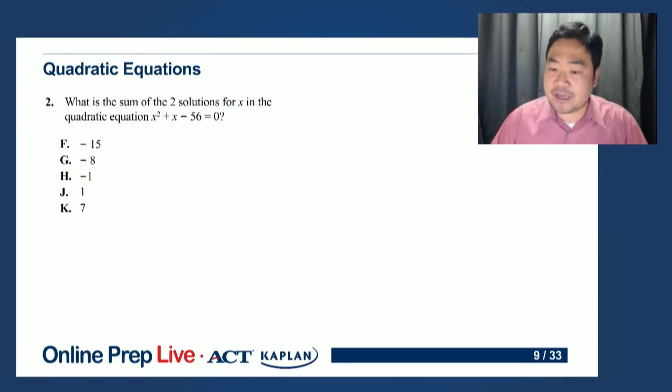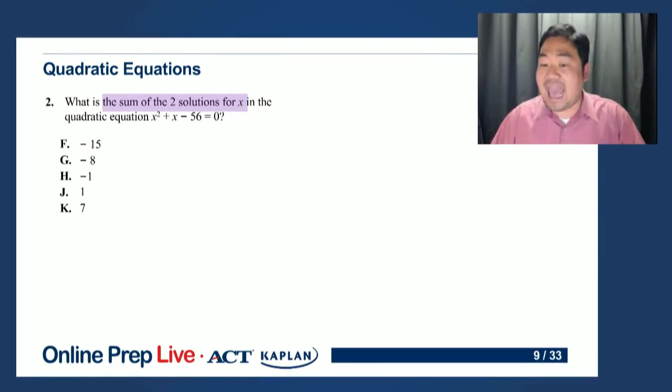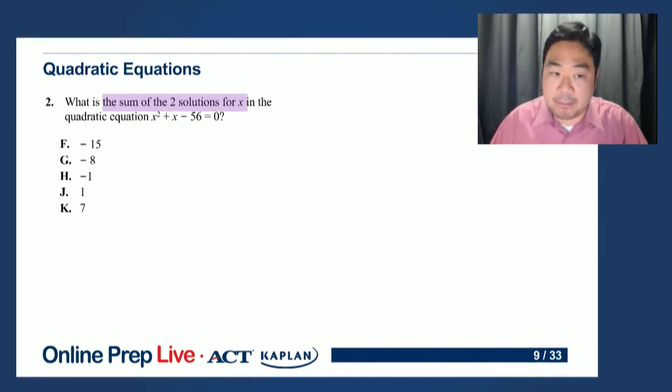Okay? So let's take a look at a question of how we can apply this as well. Take a look at the second example. The question here is asking us for the sum of the two solutions for x. And be careful here, because if you notice, this question is not asking you for what x is. It's asking for the sum of the two answers for x.